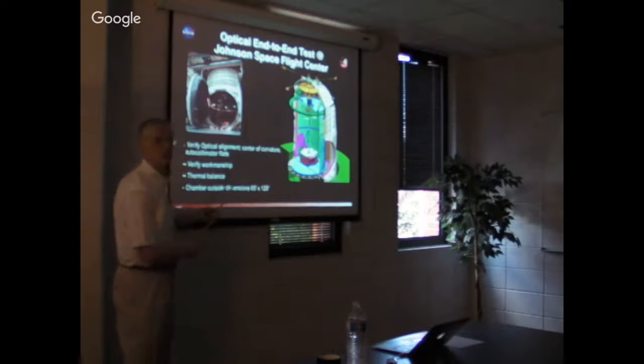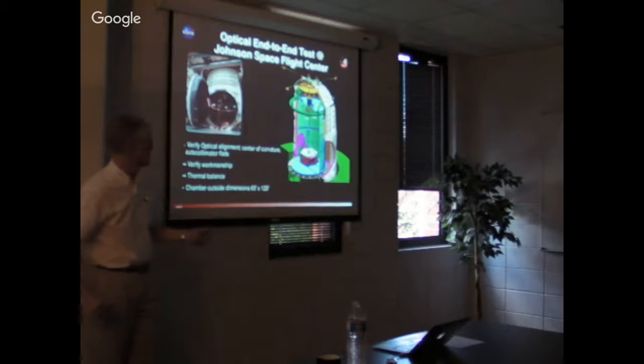This tank is gigantic. It's twice as big as the one we have at Goddard. And as far as I know, it's the only place we could have done this work.